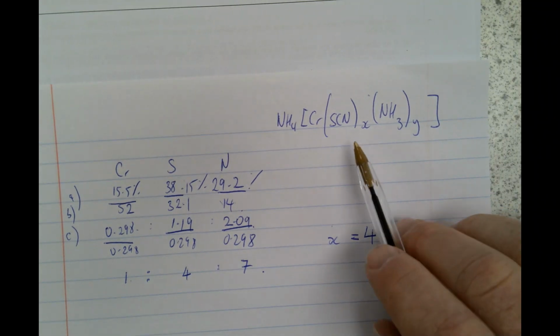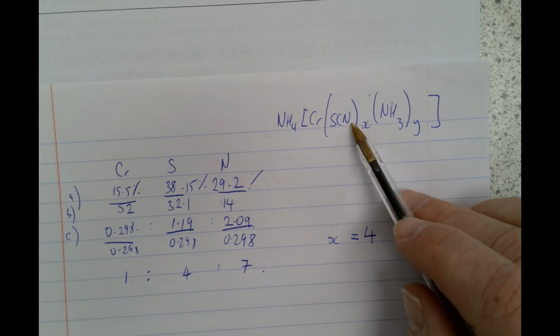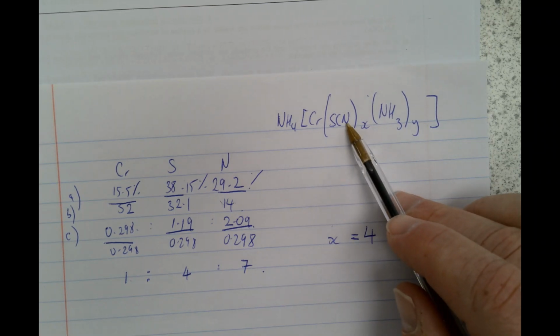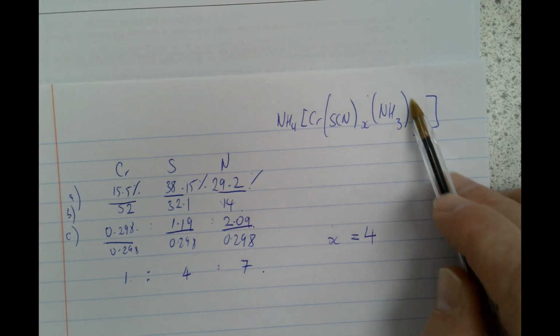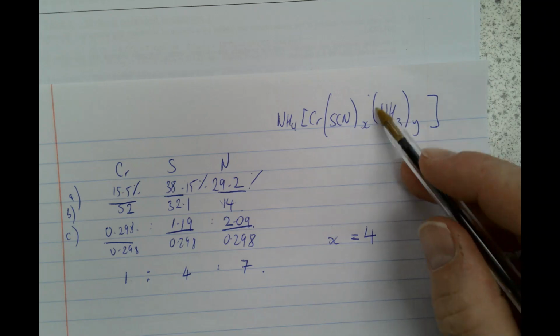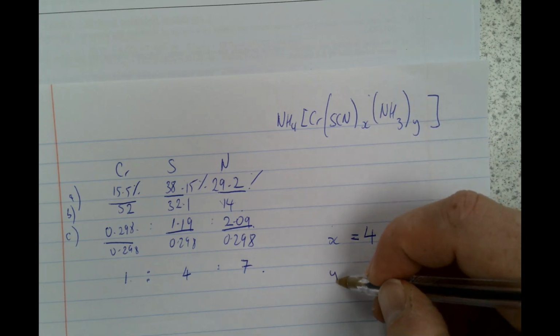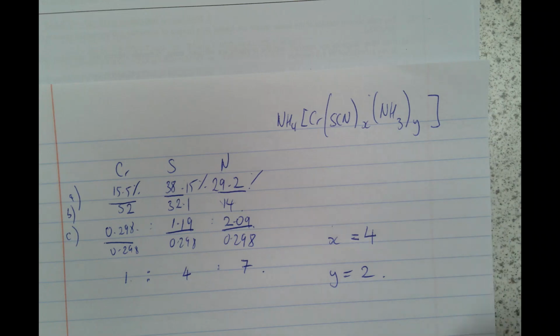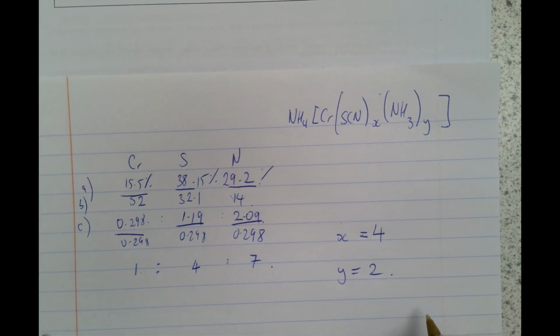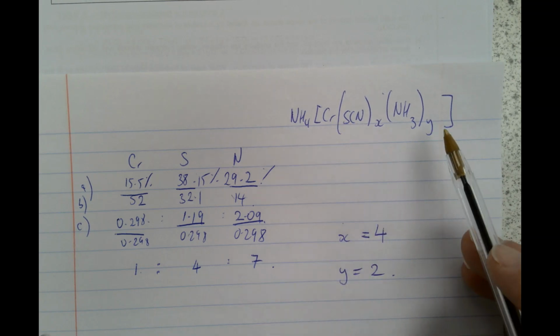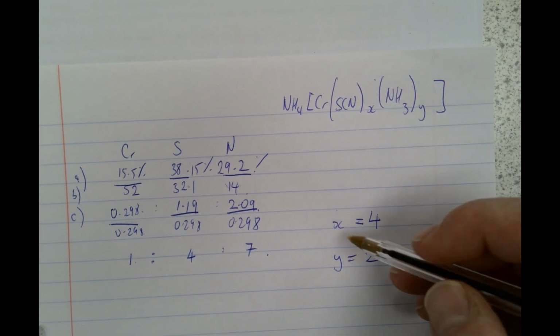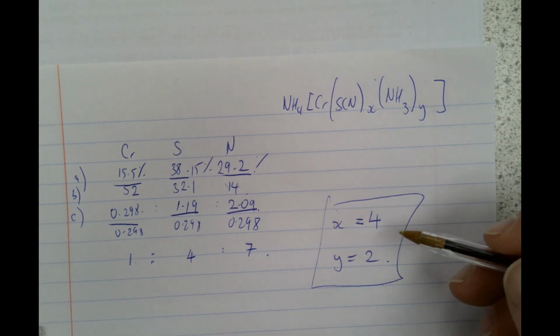And so there must be 7 nitrogens. We've already taken up 4 of those nitrogens there and 1 there. So there must be 2 ammonias there. So Y must be 2. It's the only possible combination where you've got 1 to 4 sulfurs to 7 nitrogens. And so the answer is X is 4 and Y is 2.